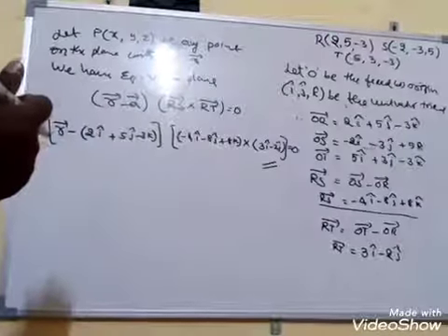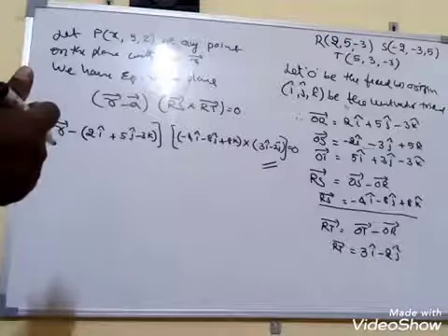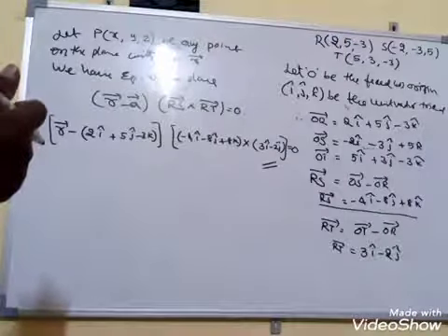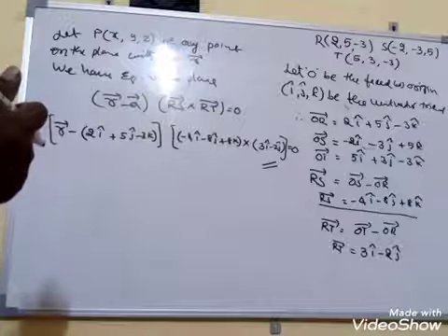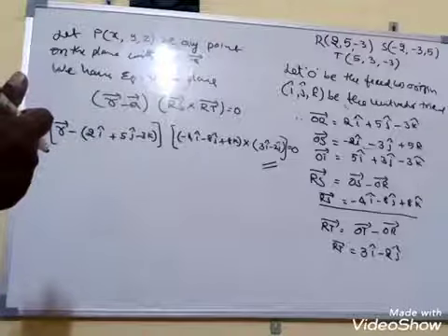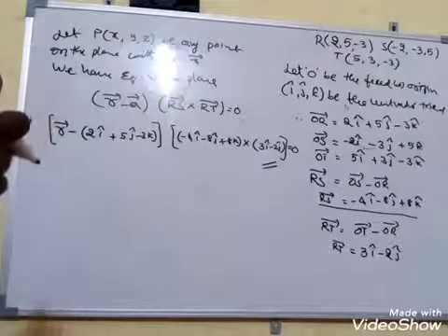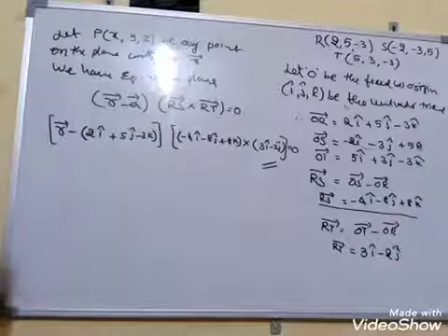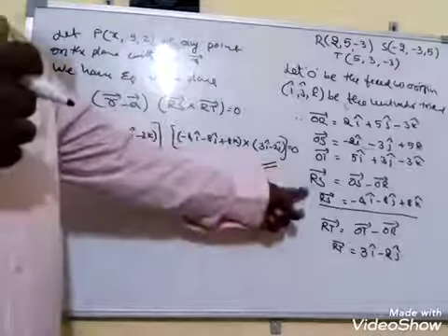Therefore, position vectors, what are you going to get? OR bar is equal to 2i plus 5j minus 3k, and OS bar is equal to minus 2i minus 3j plus 5k, and OT bar is 5i plus 3j minus 3k. Therefore, now what you have to find? RS bar. RS bar is nothing but, what is the formula we have? We have the formula OS bar minus OR bar. According to OS bar minus OR bar, what are you going to get?